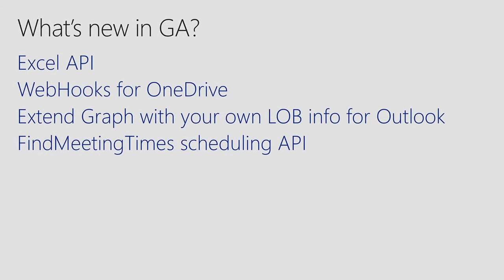So what has just recently come online? Well, we recently added an Excel API into the graph. So if you're accessing Excel files in OneDrive, you can actually work directly with the Excel file rather than having to download the file and work with it offline. So a RESTful API to modify the Excel files directly. Webhooks for OneDrive, so we took that notification mechanism that Outlook started with, and OneDrive now supports it as well. So you can register to be notified when files are added or files are modified, that sort of thing.